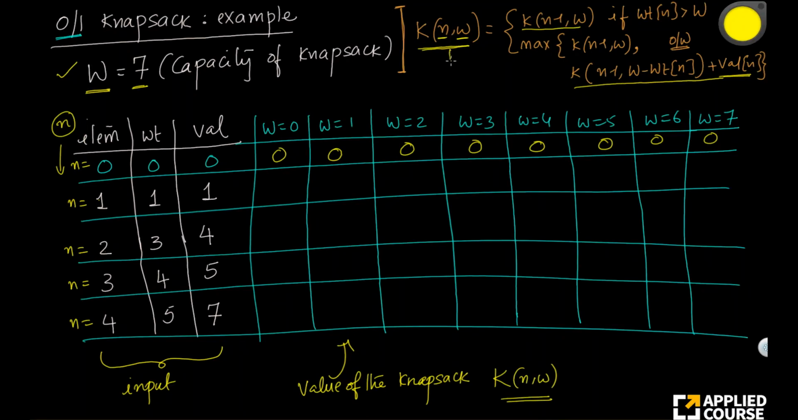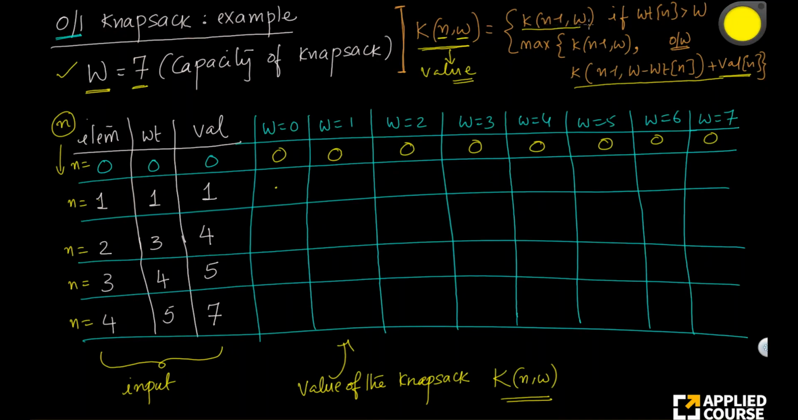As I said, K(n, W) is basically the value of the knapsack when I have n items and the capacity of my bag itself is W. So it represents the value of the knapsack. Now let's look at this part. Let's start here. If my weight equals 0, what happens? The weight of this item, this item, this item and this item, all of them are greater than the capacity of my bag. So in this case, what happens?